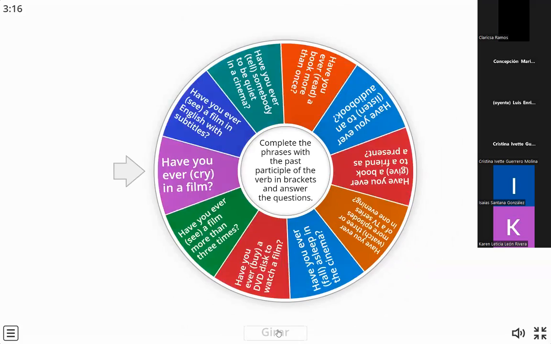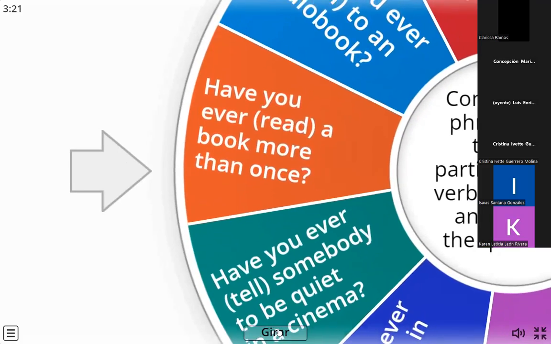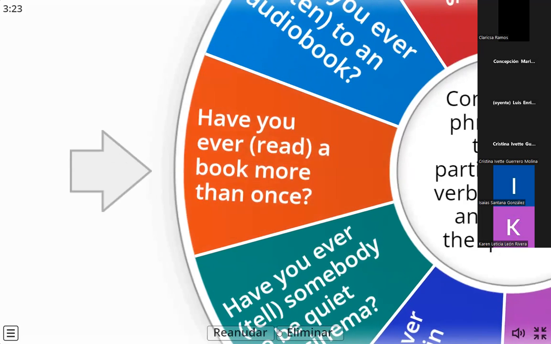Another question. Okay, it says, have you ever read a book more than once? No, I have never read it. Once is enough. How about you? Yes, teacher, in my case, I read Las Almas de Brandon twice. Twice? Good, all right. Very good, thank you.